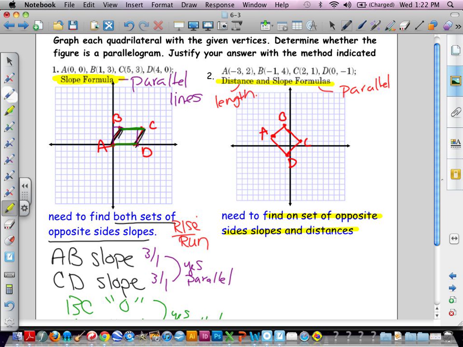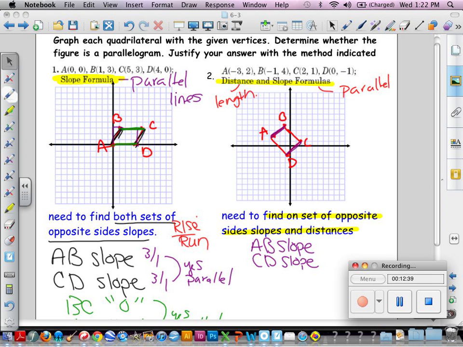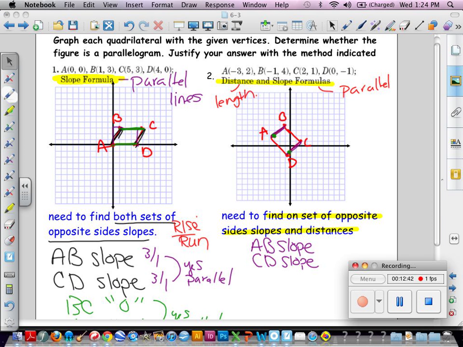So I'm going to pick AB and CD. I need to do AB slope and CD's slope. Again, I can count. A, B, boy, that looks like I'm off a little bit. I think I'm supposed to be just going up. Okay, I'm back. Sorry about that. These got off a little bit.